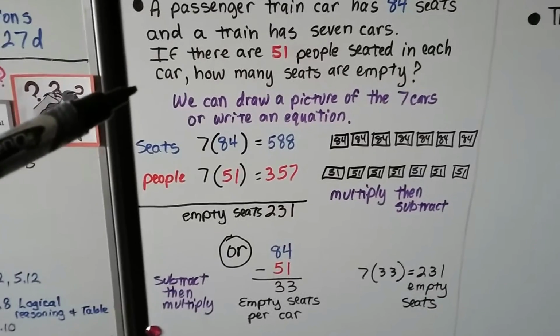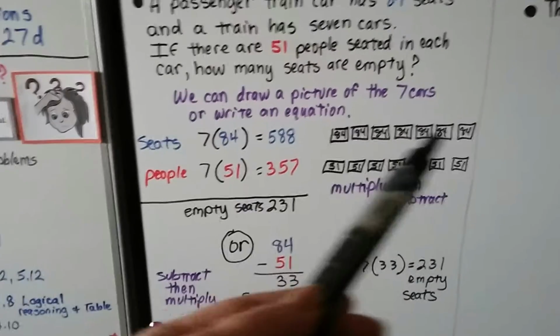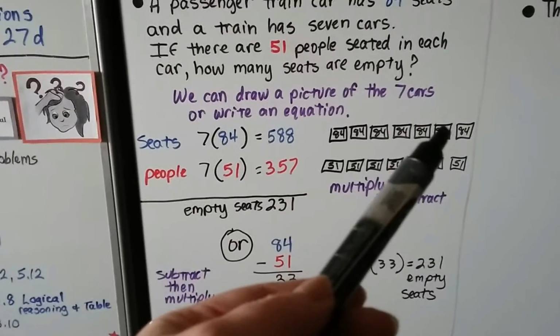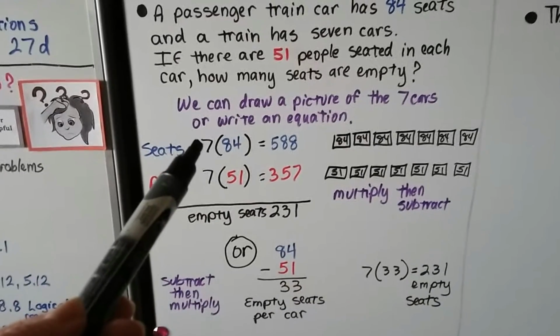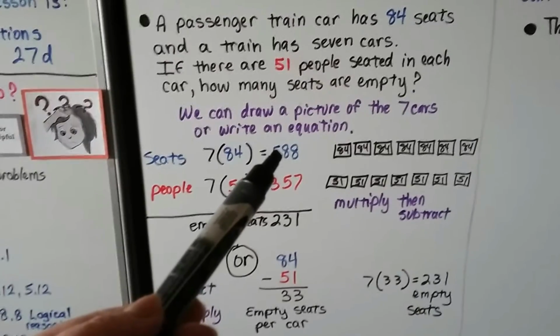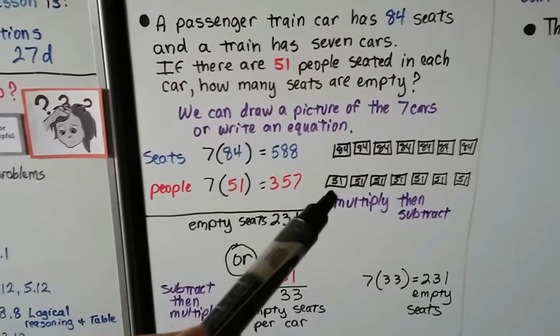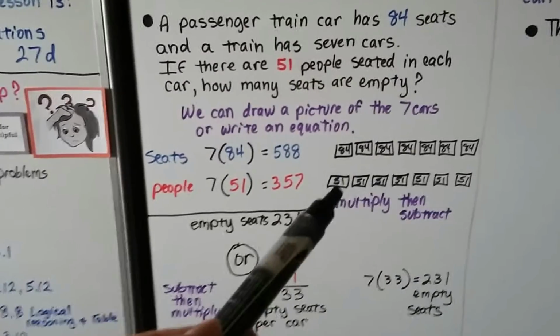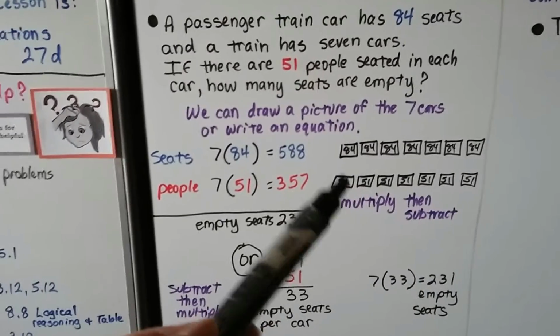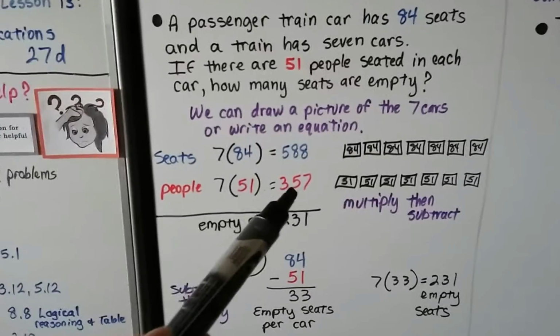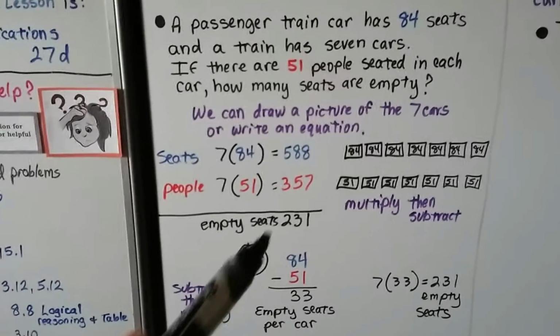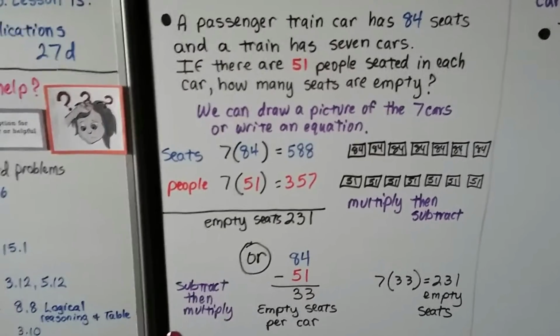So we can draw a picture of the 7 cars. There's 84 seats in them, so that tells us we need to do 7 times 84. That would be 588. But if only 51 people are sitting in them, there's our 7 train cars with 51 people in each car. We're going to multiply 7 times 51 and get 357. So that tells us there's 231 empty seats on the train.